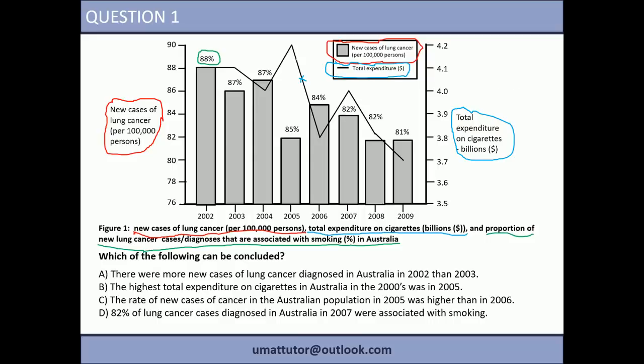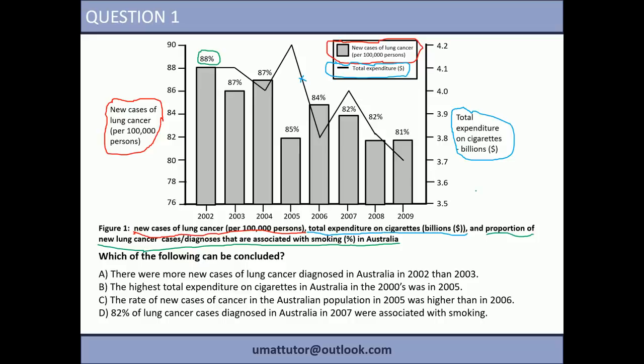But of course, they are separate from the bar graphs themselves. So the bar graph shows the new cases, as is shown in red, and the percentage on top is a different concept. That's showing the proportion of new cases associated with smoking. So we've got 3 separate ideas, all shown on the one graph. Now we just have to go through the answers and work out which one's best. So which of the following can be concluded? Option A, there were more new cases of lung cancer diagnosed in Australia in 02 than 03.